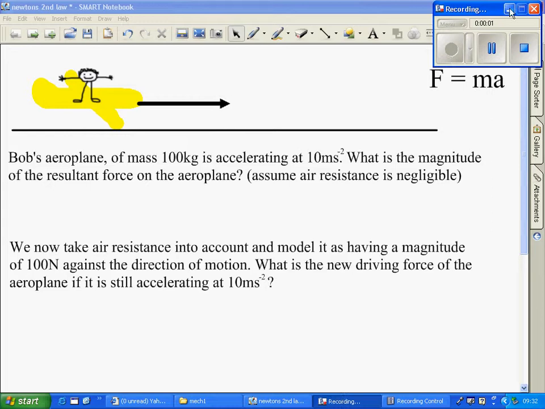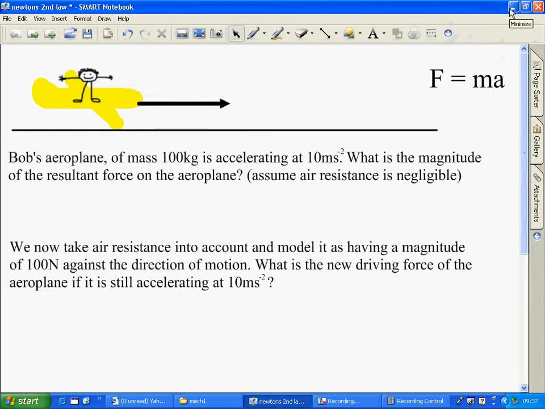Good morning. We're looking here now at F equals ma, Newton's second law. Force is equal to mass times acceleration. Now we have young Bob here who's recently won the lottery on his new bright yellow aeroplane, and he's going to demonstrate some examples for us. It's a very light aeroplane, mass 100 kilograms, accelerating at 10 meters per second squared.